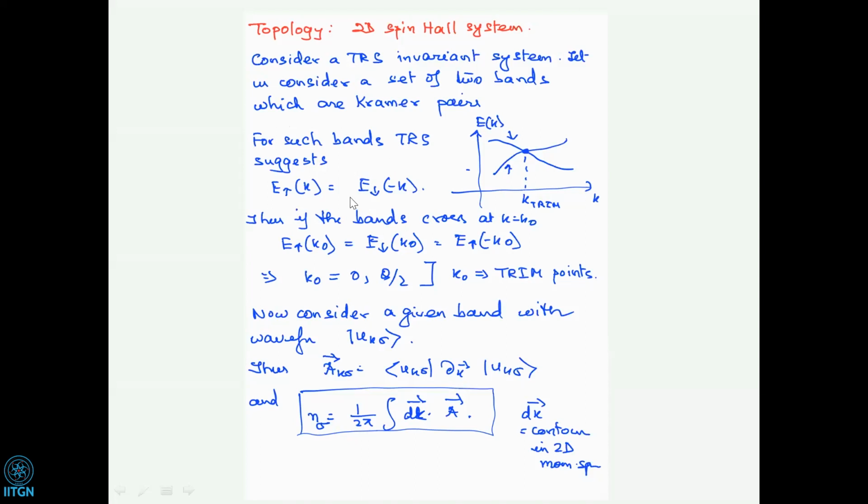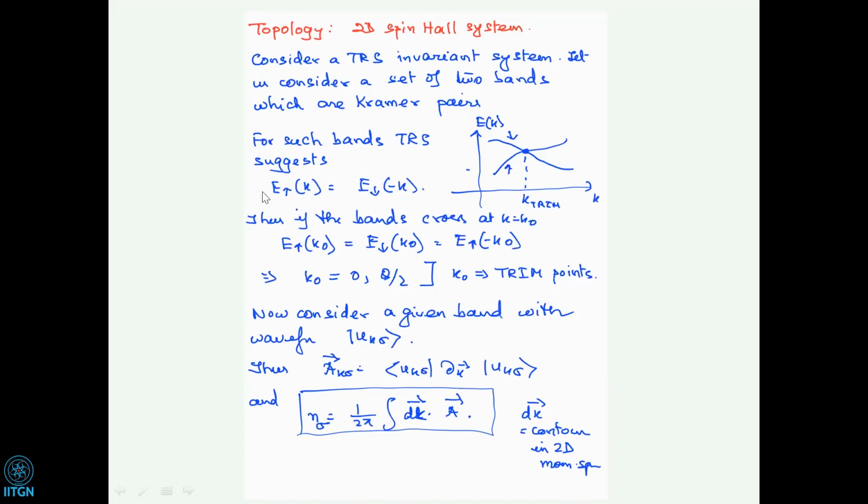So for such bands, what happens is that time reversal symmetry demands that the energy of the up spin band at K is the same as the energy of the down spin band at minus K. This is because all physical quantities should remain invariant under time reversal symmetry, because it's a TRS invariant system. However, if these bands ever have to cross, and they can only cross at special momenta, because if E up of K naught is equal to E down of K naught for any momentum K naught, then it also has to equal E up of minus K naught.